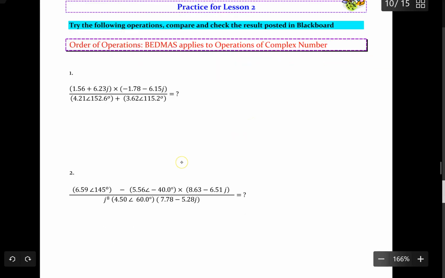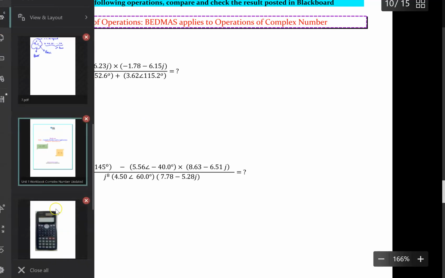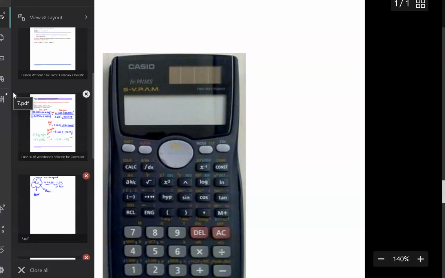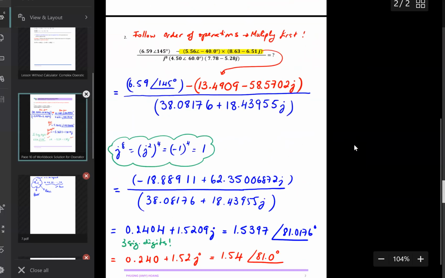And where do you find the answer for this? You see this number 2 is very complex, but you can perform it using BEDMAS, and you can use your calculator to work with. You can find the solution for that practice, and I posted it right on Blackboard, and I explain everything right here.